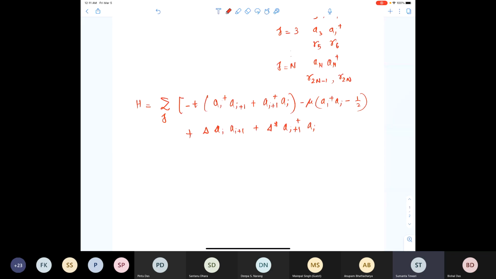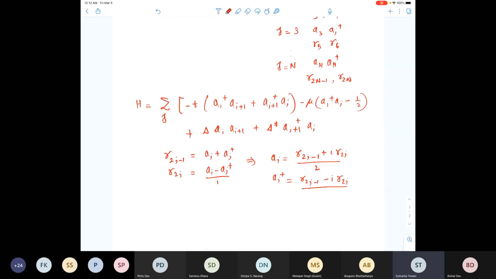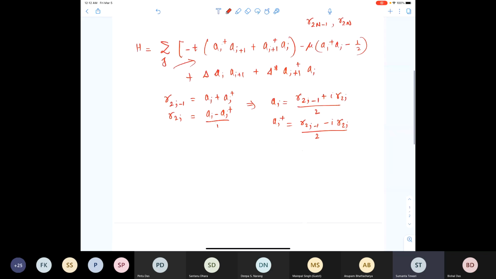Now, as I said before, we define gamma_{2j-1} equal to A_j plus A_j dagger, and gamma_{2j} equal to A_j minus A_j dagger divided by i. That's a unitary transformation that you can do. We can invert this transformation. That will give you A_j equal to (gamma_{2j-1} plus i gamma_{2j}) divided by 2. You can just check that, it's straightforward. And A_j dagger similarly will give you (gamma_{2j-1} minus i gamma_{2j}) divided by 2. You can put these expressions in the Hamiltonian, and I'm not going to do the math.